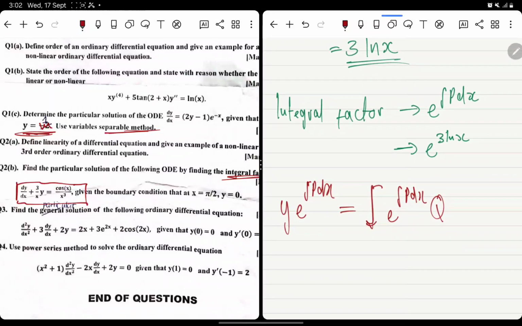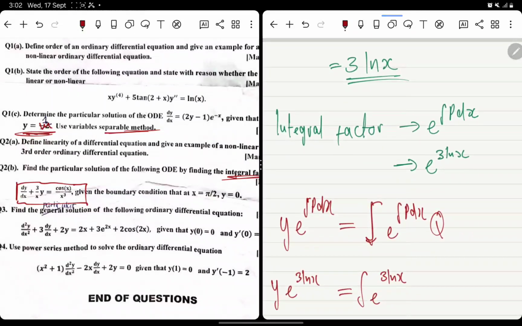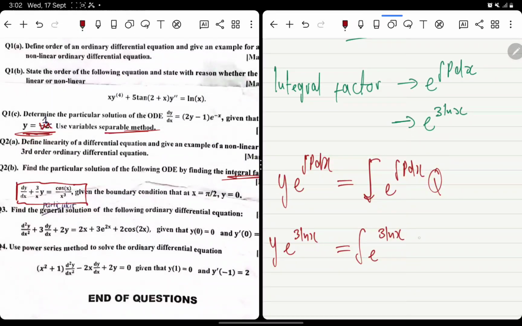So we are now going to say y multiplying e to the 3 ln x is equal to the integral of e to the 3 ln x times q. And what is q? q is cos x over x cubed. It is going to multiply q, which is cos x over x cubed, and we integrate this whole thing with respect to x. We're integrating it with respect to x. You understand?